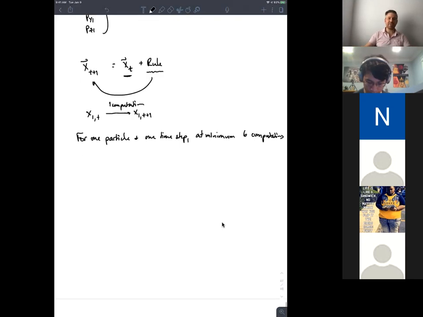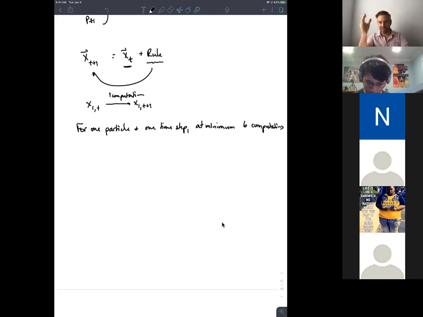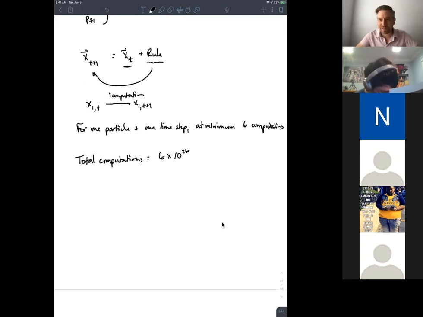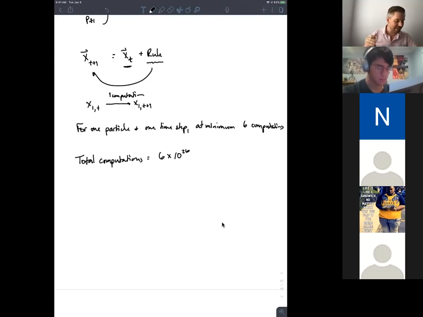All right, so in other words, if we got 10 to the 26 atoms, the total number of computations we have to do is 6 times 10 to the 26. That is pants crappingly large, yes? That's a big number. All right, so that's the number of computations we have to do for 1 time step. And then what we want to get is the amount of time this takes. So time for 1 step.